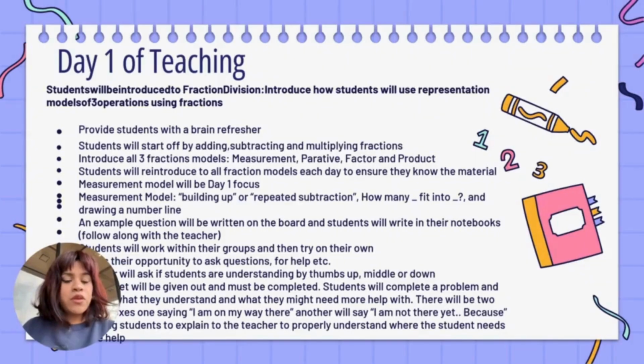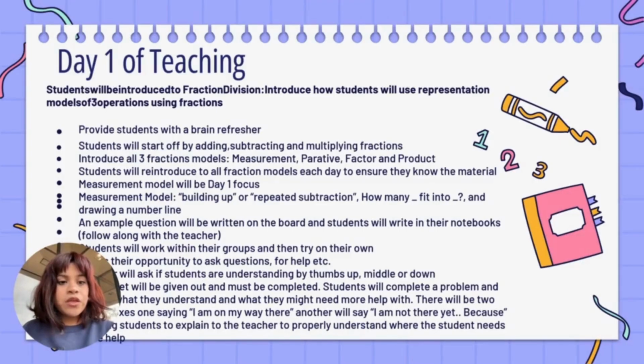Students will be reintroduced to all fraction models each day to ensure that they know the material. So day one, we'll focus on the measurement model, but we're also introducing the two other models as well. With the measurement model, we are building up, or it is repeated subtraction. So how many what fit into blank, and drawing a number line. An example for this question will be written on the board, and students will write in their notebooks, following along with the teacher. Students will have an opportunity to work within their groups and then try on their own.